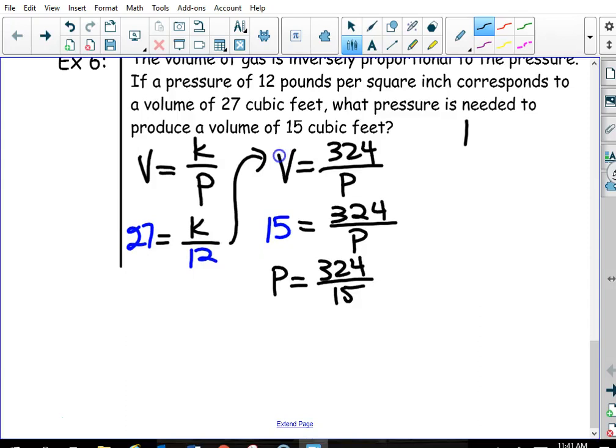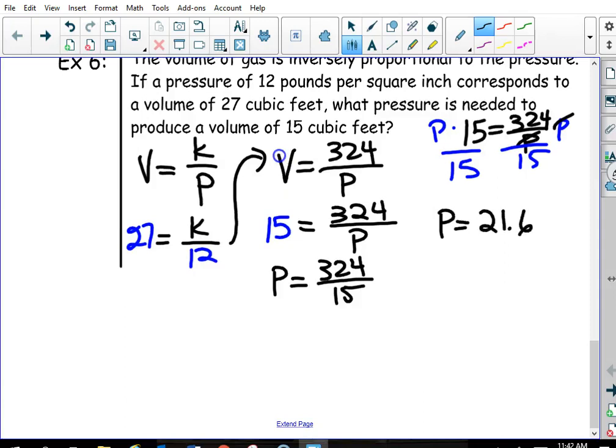You may fill in the algebra steps if you need to see them. Multiply both sides by P, and that will cancel that out. And I get P times 15. So I'm going to turn around and divide both sides by 15. Basically, we need to calculate 324 divided by 15, and that reduces to 21.6. So P is equal to 21.6.